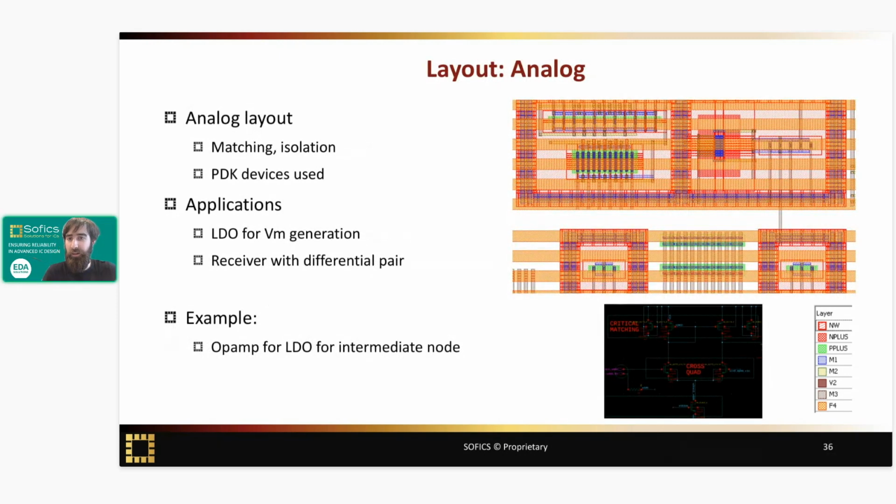Then we have the pure analog layout style. This is, for example, in an LDO for our mid-node voltage generation, we use this analog layout style. Or if we implement a receiver, making use of a differential pair, the matching between these two OTA MOSes is very important, or current mirrors. So then we look way more into matching and noise. This is a craft of its own, let's say.